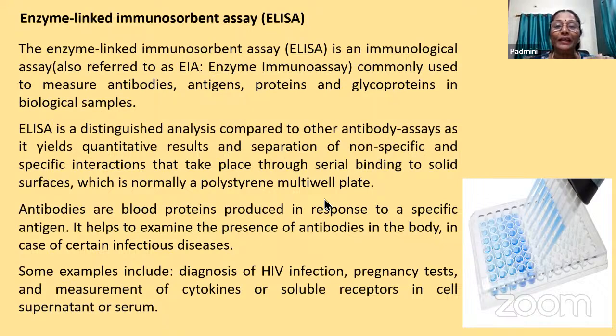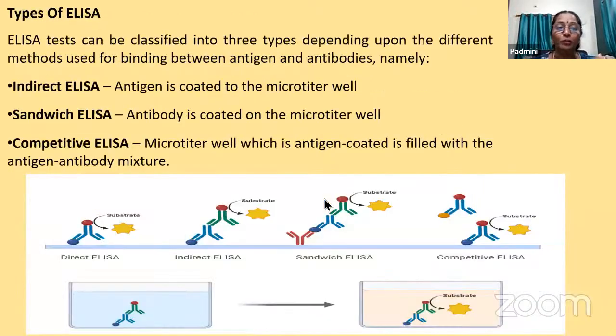So what is this technique and how is it done? We'll talk about the procedures here. This ELISA can be classified into 3 types depending upon the different methods used for binding between antigen and antibodies. So you're going to talk about antigen and antibody binding, and this is of 3 types. What are they? Indirect ELISA. When you're talking about indirect ELISA, you're coating antigen to the microtiter wells.